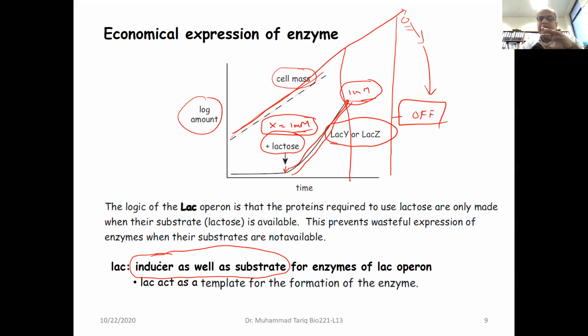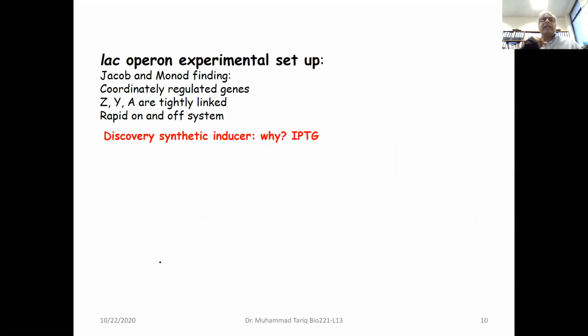Okay. So, as I explained to you, the 3 genes: beta galactosidase, permease, and I forgot what A stands for. Najma, can you Google what A stands for?